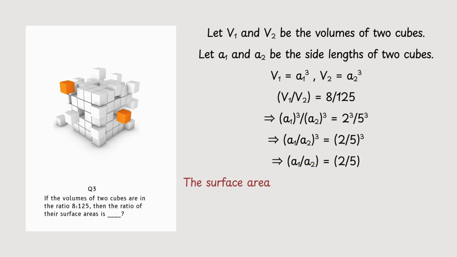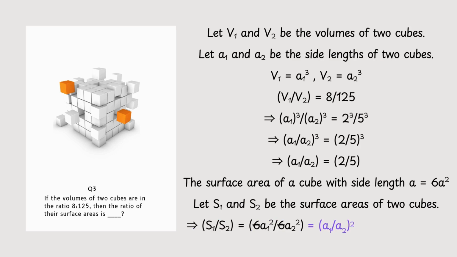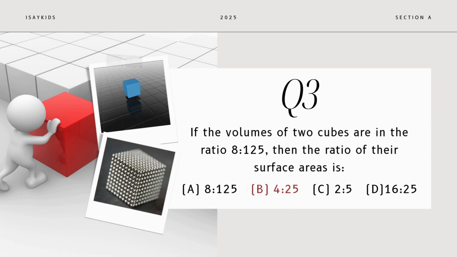Now, the surface area of the cube would be 6a square. Let S1 and S2 be the surface area of the two cubes. So, their ratio would be 6a1 square upon 6a2 square, which gives us A1 upon A2 whole square. Now, substituting the value of A1 is to A2 that we got earlier, we get 4 is to 25. Thus, the correct option is option B.